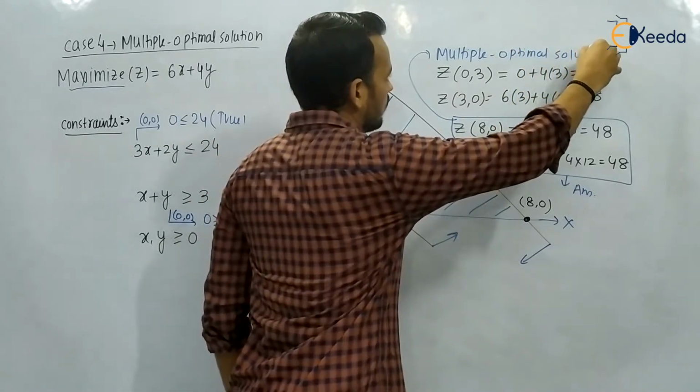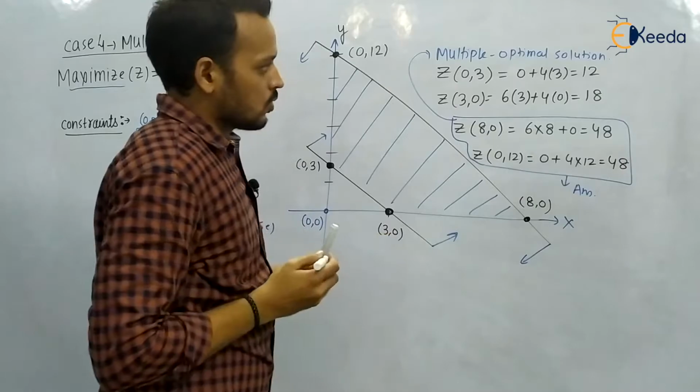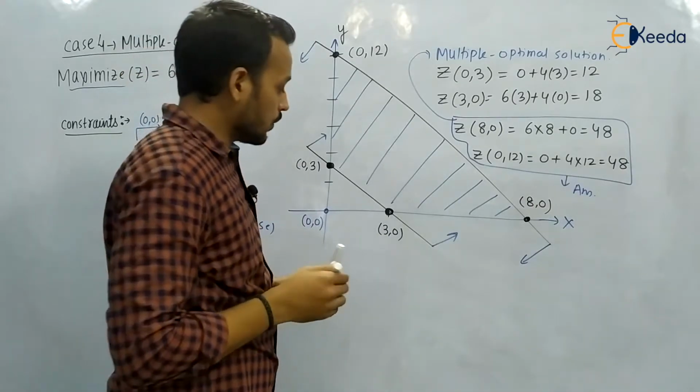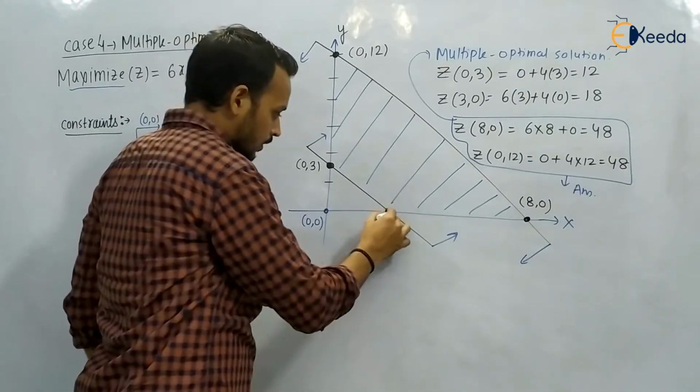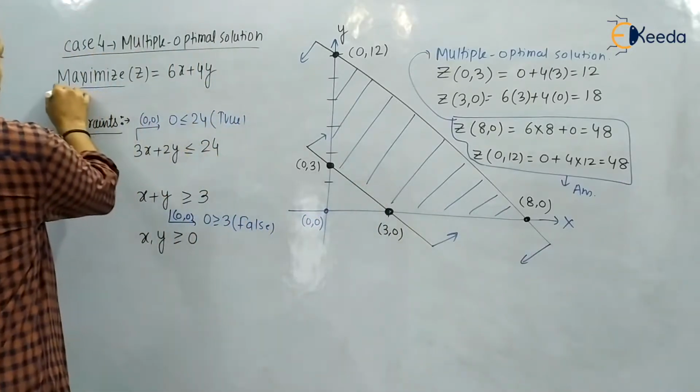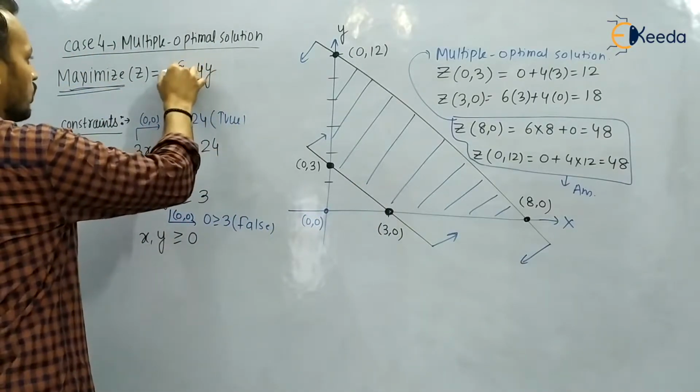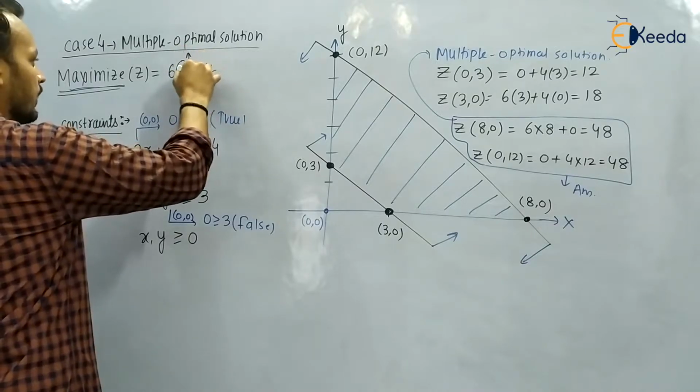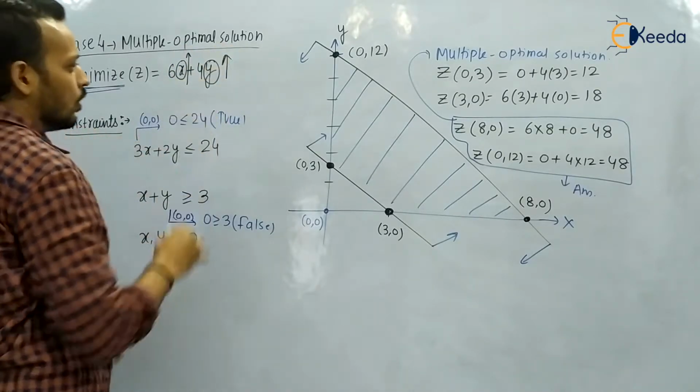Multiple optimal solution we got. Okay, so what is the reason? Why did we get multiple optimal solutions? You can see that our problem is of maximization type. So we have to increase the value of x, and this is plus. So we have to also increase the value of y.